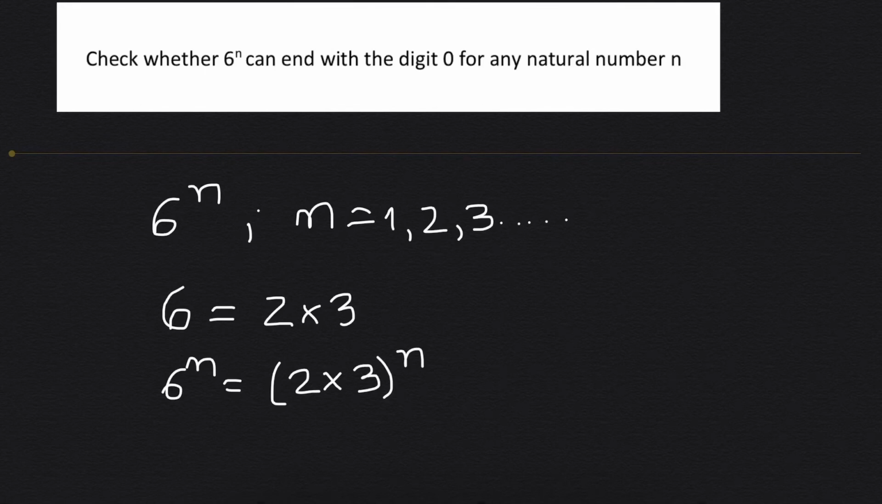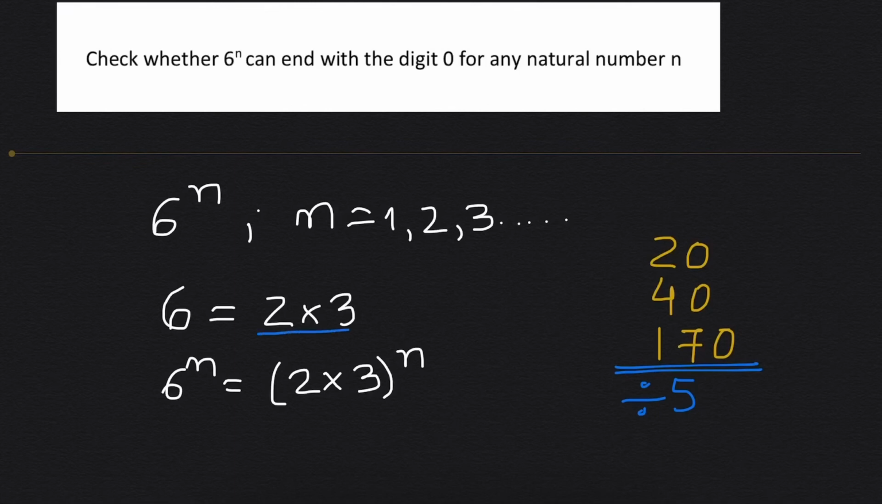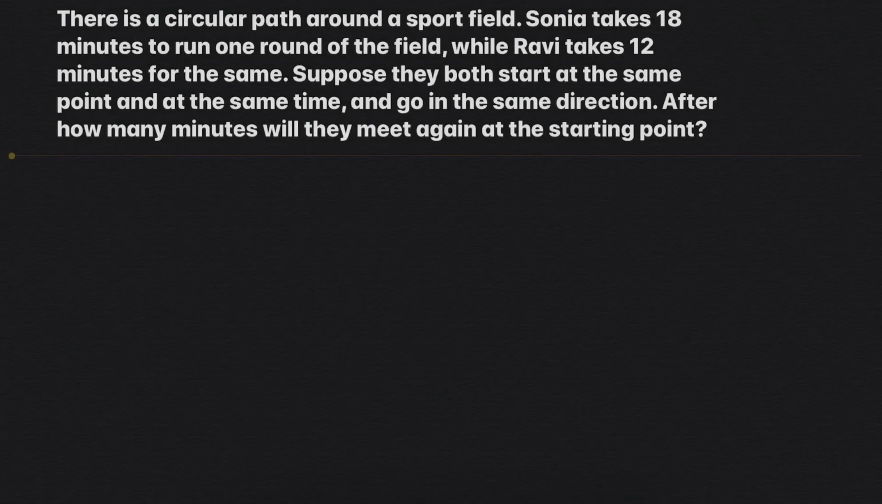So if we observe any number that ends with 0, for example 20, 40, 170, these numbers are divisible by prime number 5. So in prime factorization of 6, we don't have 5 as a prime factor. So we can conclude 6 to the power n, we don't get any number which ends with digit 0 for any natural number n. Now let's take this question.